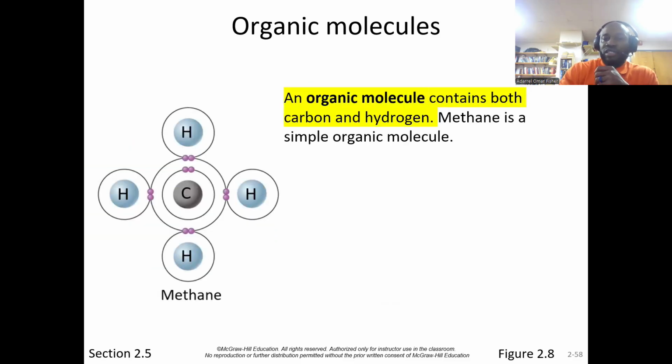All right, so next is the organic molecules. An organic molecule contains both carbon and hydrogen. Now, I know when you go to the grocery store, people say, oh, I want some organic food. When you go to Whole Foods or Trader Joe's or Wegmans and you say organic, that means it was grown without the use of pesticides.